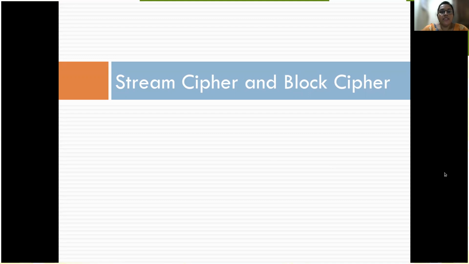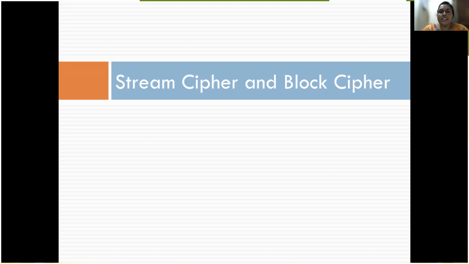Today, our topic is stream cipher and block cipher. We have already seen this in the first lesson. Today we are going to continue with block ciphers and modes of operation. Some of the ciphers are block ciphers and some of them are stream ciphers.